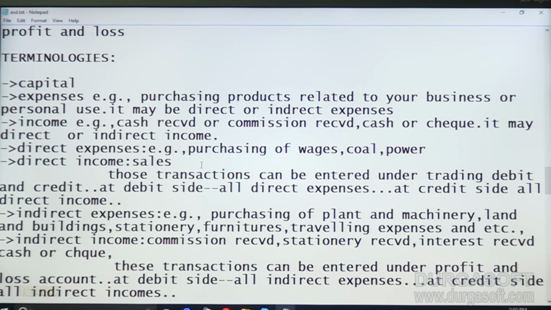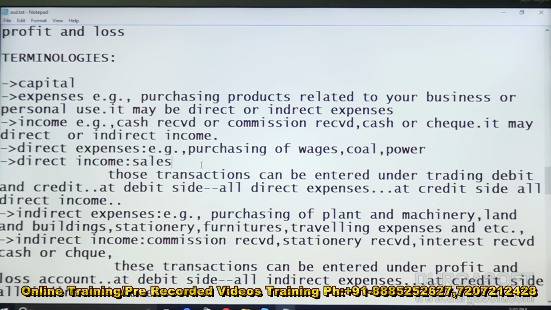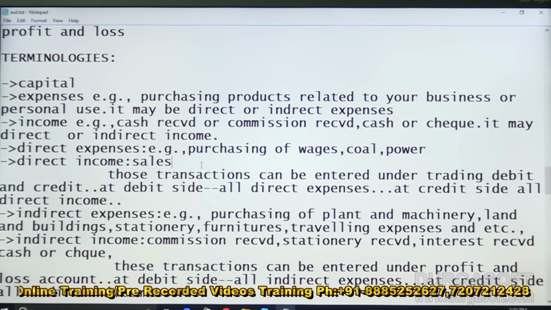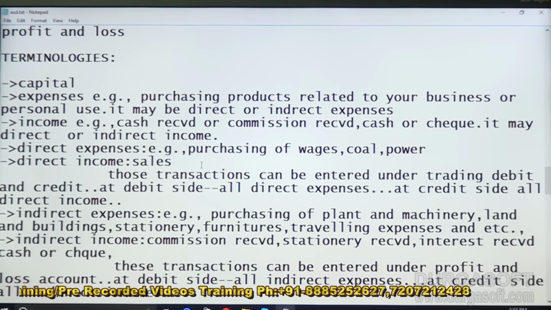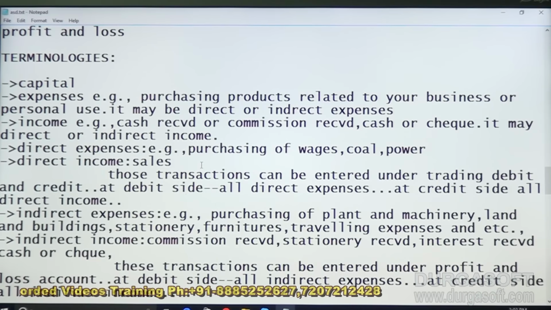it is related to factory administration. Means factory basis. If you are purchasing the materials for finished goods, in that way we can use direct expenses, and these direct expenses we can enter under trading account at debit side. Okay, direct incomes and also direct expenses. Total trading account can be called a direct income, and total profit and loss pro forma has been called an indirect income.